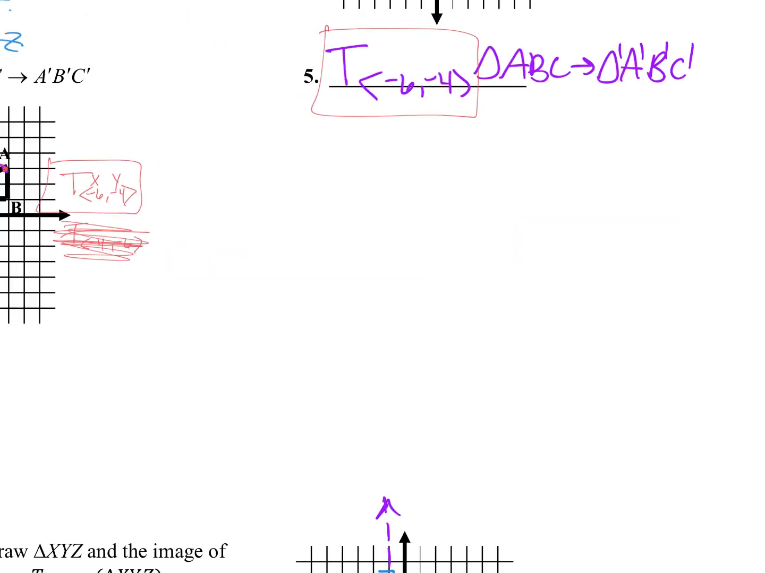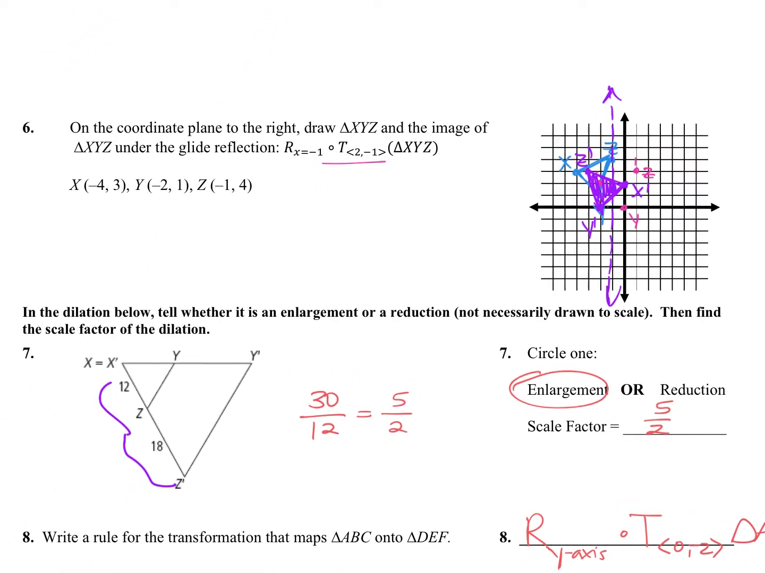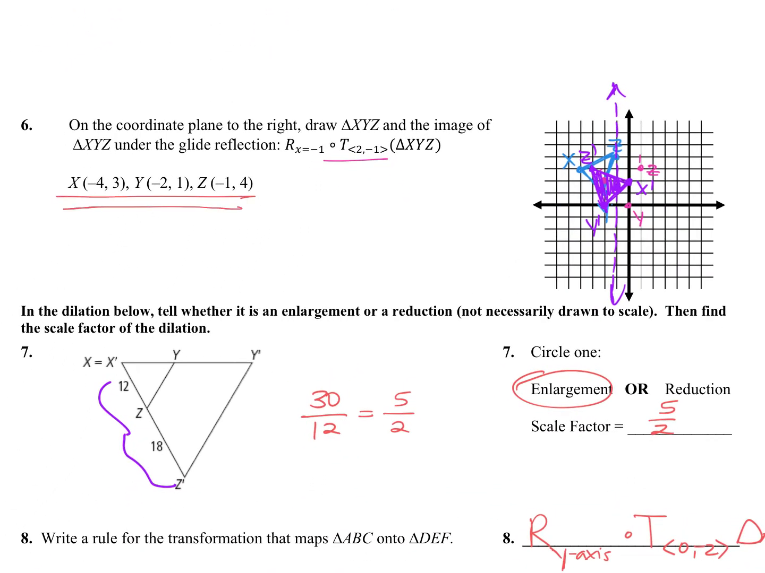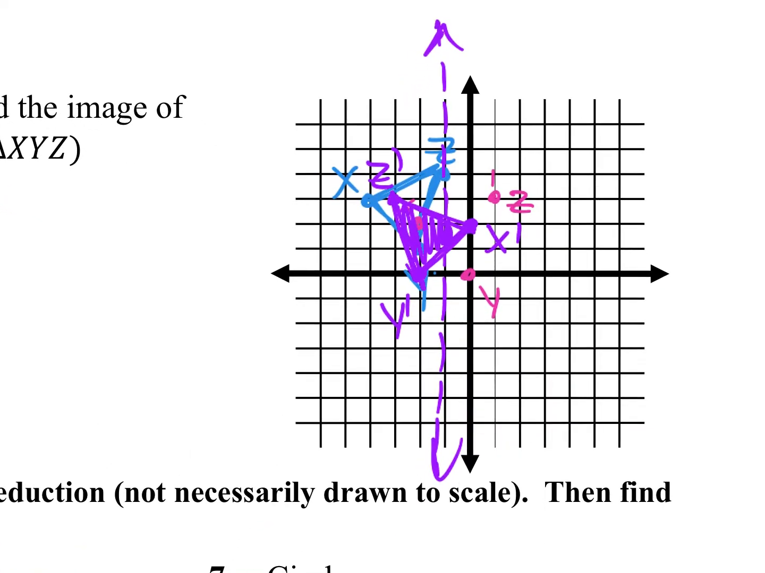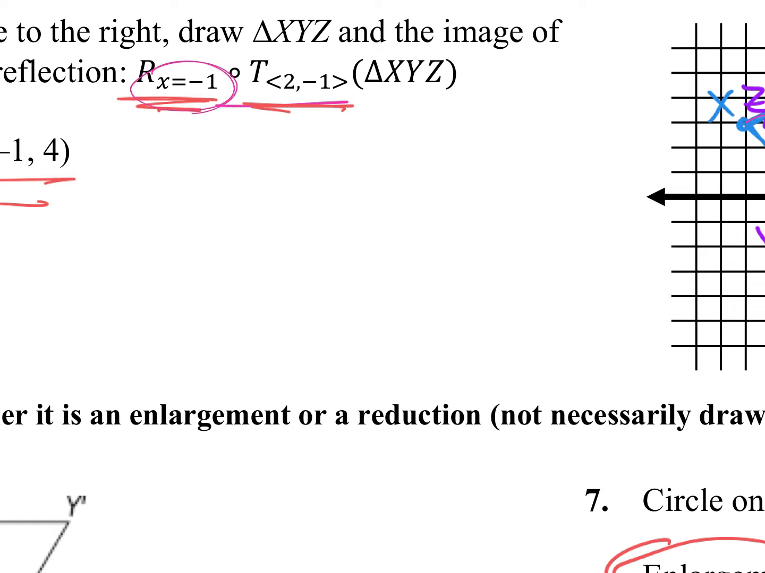All right. Number 6. So you are given these points. That was my blue triangle. And then it's a reflection after a translation. Which one do you do first? You do the translation. The translation first. Okay, so I went from blue to pink, right? 2 to the right, 1 down, 2 to the right, 1 down, 2 to the right, 1 down. So my pink one then has to be reflected over x equals -1.